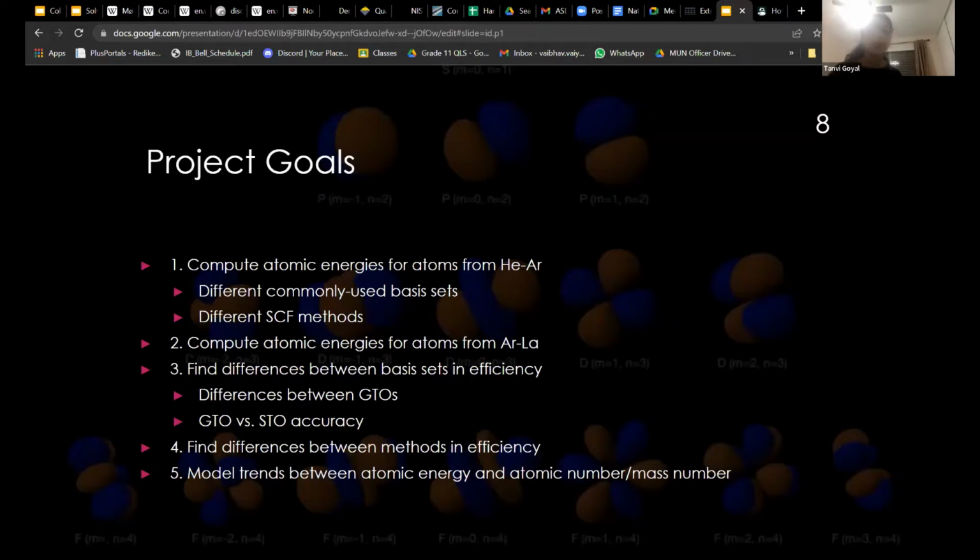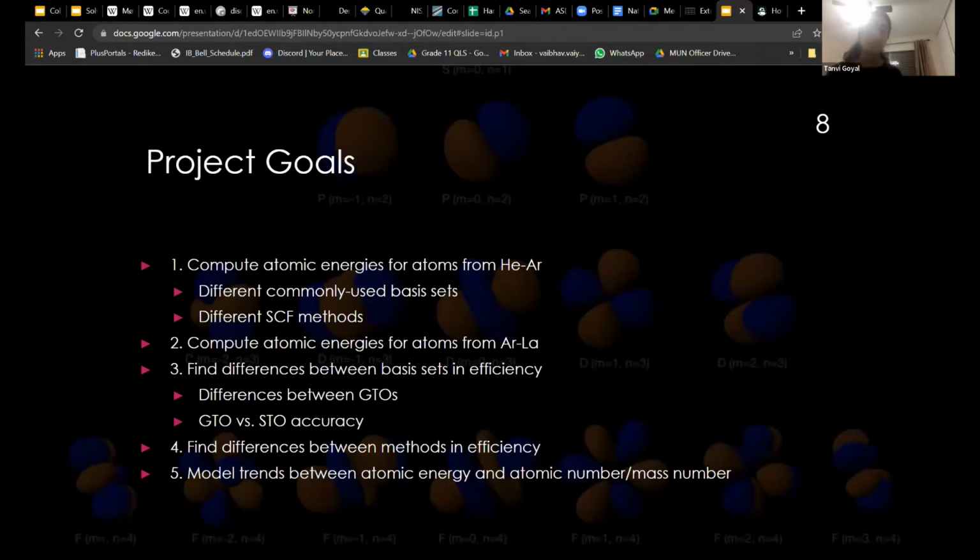So now moving on to our project goals. Our first project goal was to compute atomic energies for atoms from helium to argon. So we wanted to find the different commonly used basis sets, and we wanted to find different SCF methods. Our second goal was to compute atomic energies for atoms from argon to lanthanum.